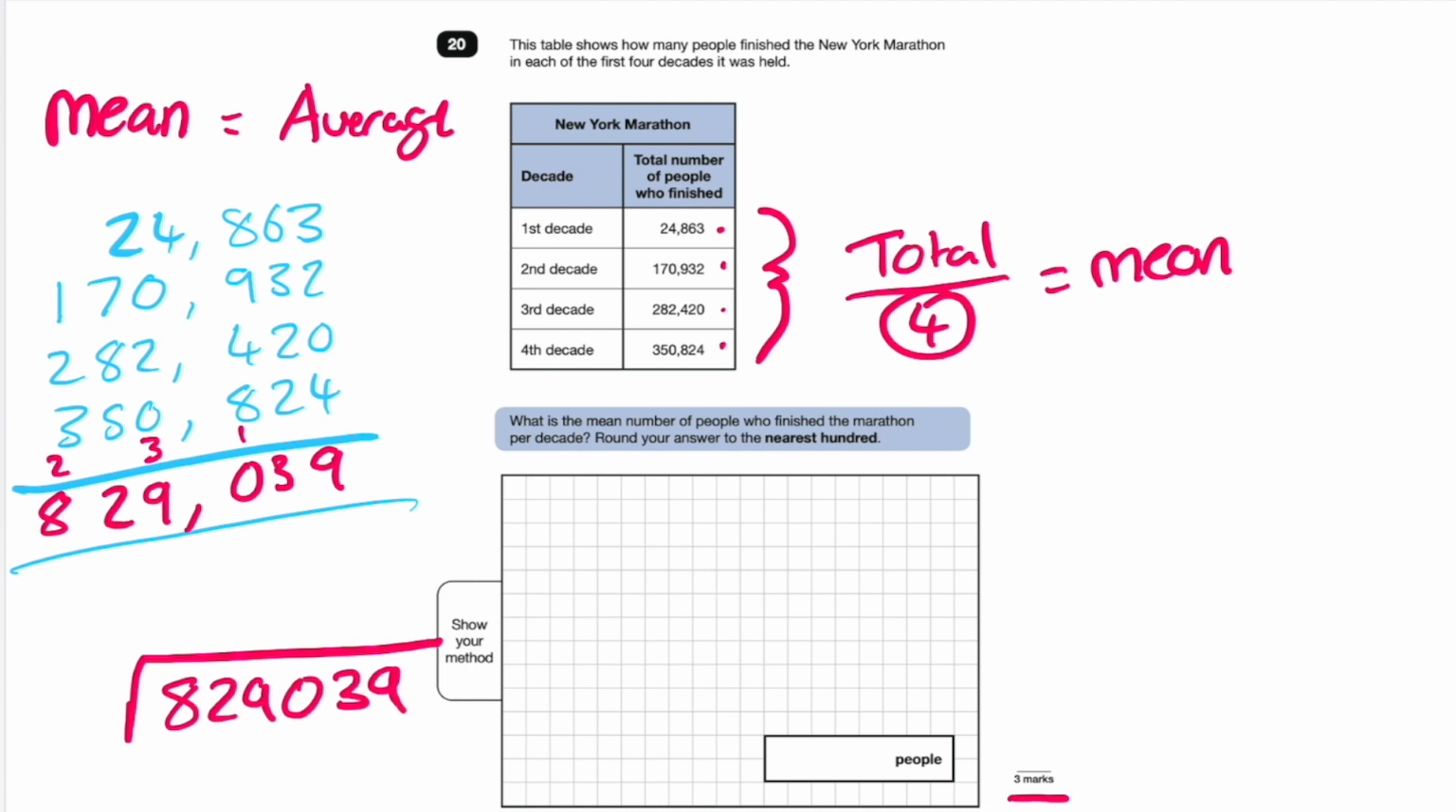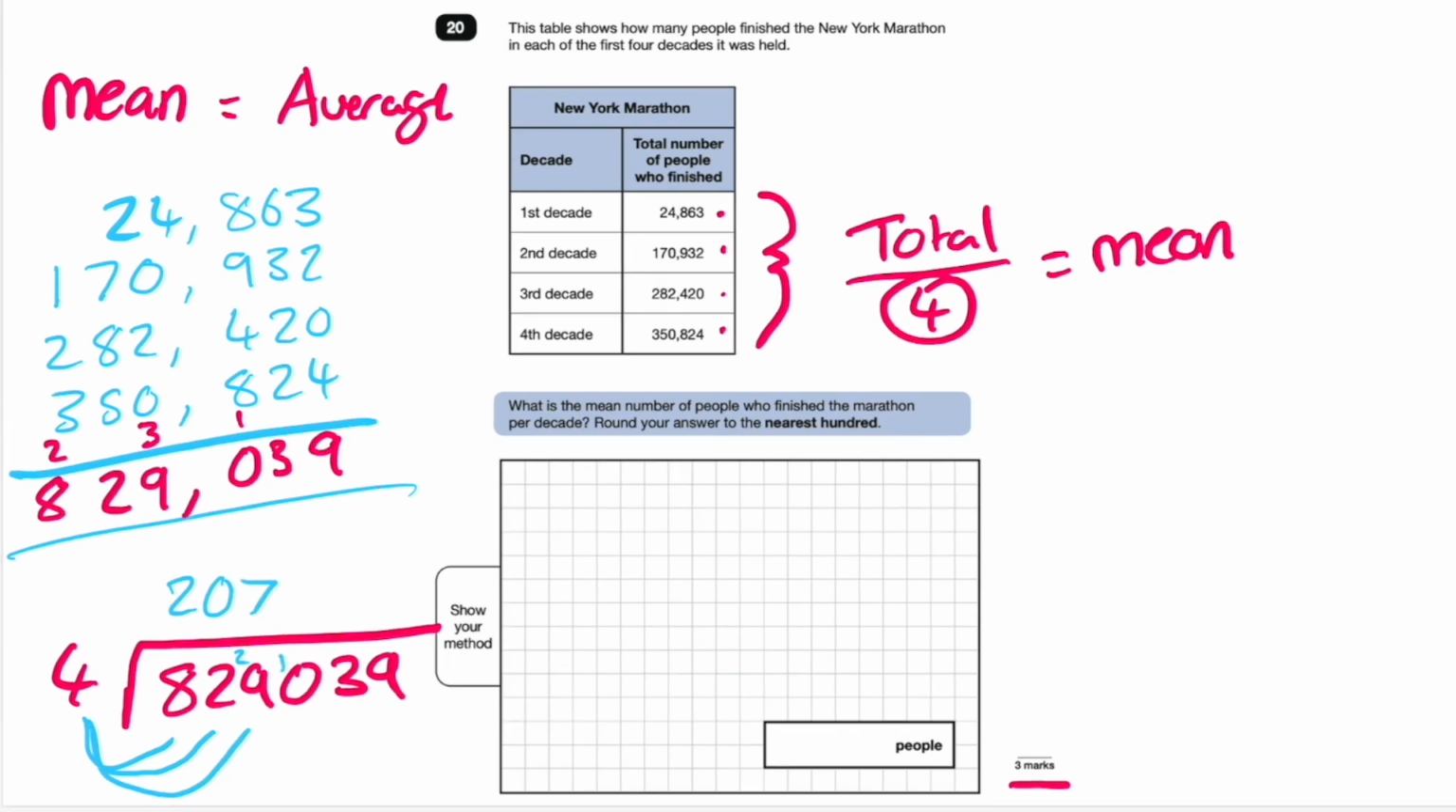829,039 divided by 4. How many 4s are there in 8? It's 2. How many 4s in 2? 0, but that means I must roll my 2 across. How many 4s are there in 29? There are 7 with 1 rolled over.